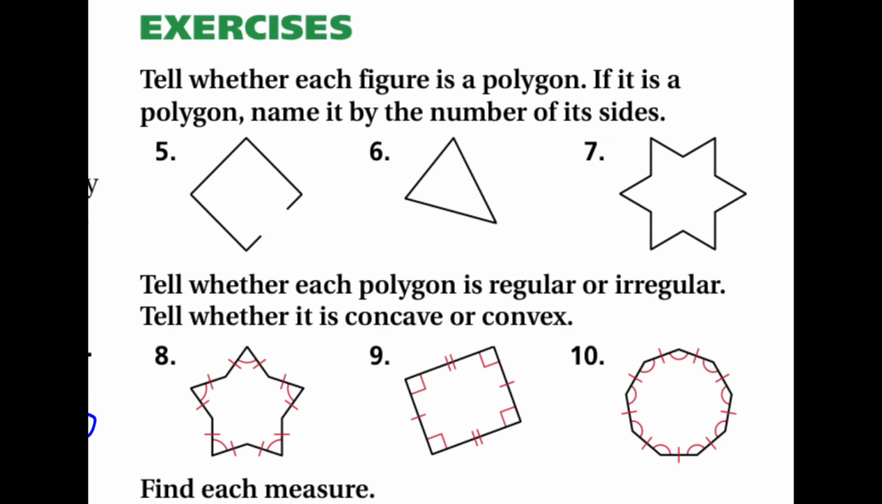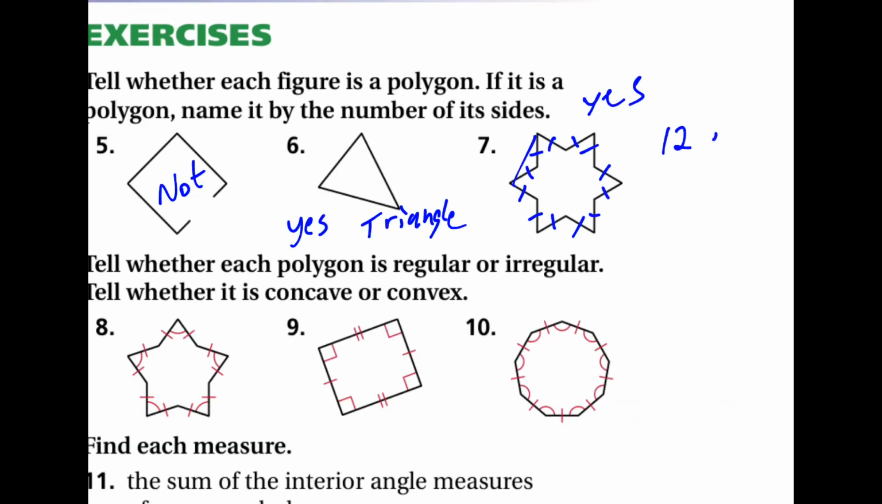So number 5 is not a polygon, because it's not a closed figure. Number 6 is a polygon, and this is a triangle. And number 7 is a polygon. It's a concave polygon. I can call this a 12gon because it has 12 sides. Or more formally, I could call this a dodecagon, but we don't need to memorize that.